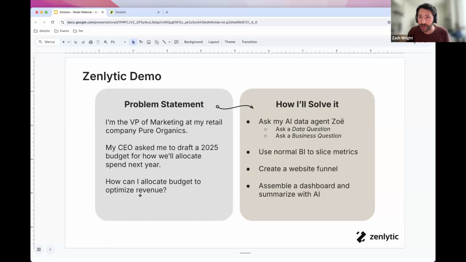And how I'm going to solve that is by using Zenlytic. There's a few different things I'm going to be doing for this demo. First, I'm going to ask the AI data agent, Zoe. I'm going to be asking a data question and also a business type question. And I'll explain the difference in a little bit. Then I'm going to head into traditional BI, as if I were using Tableau or Power BI, slicing and dicing metrics. And then I'm going to go into something that's retail specific, creating a website funnel. This is very heavy in the retail industry, and it's a native feature within Zenlytic. The last thing I'll do is assemble a dashboard and share it with AI. We firmly believe dashboards aren't going anywhere.